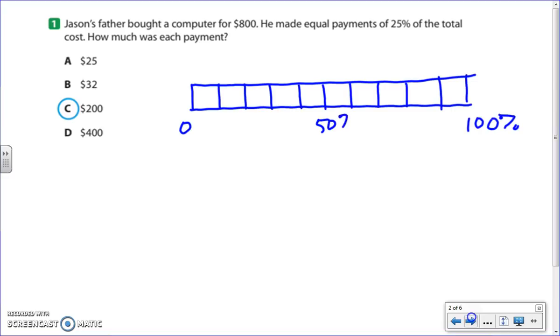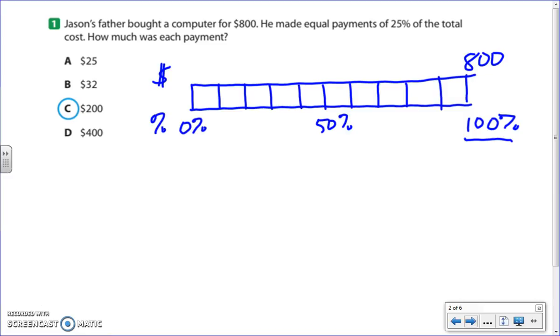And obviously each of those lines represents 10% more. On the top we're going to talk about the total cost, and on the bottom we're going to talk about percent. Now I know that his computer cost $800 altogether. So the whole cost was $800. Then I know that's 100% of the cost. I'm going to put 800 on this end of the diagram or the model, and it says that he made equal payments of 25% of the total cost. How much was each payment?